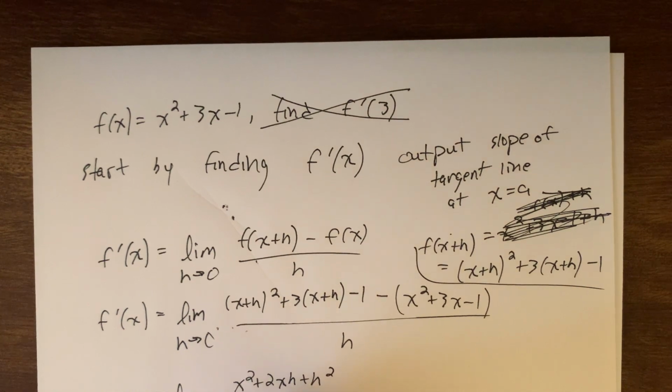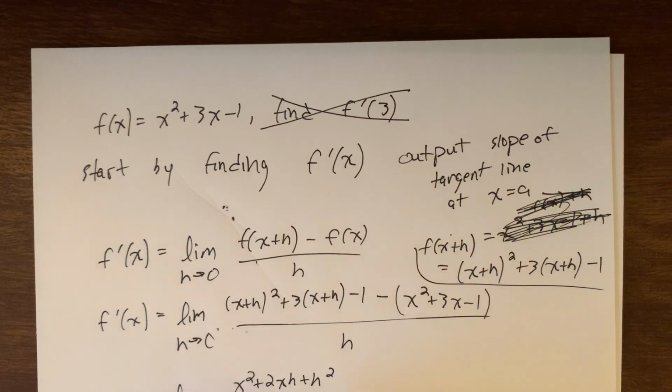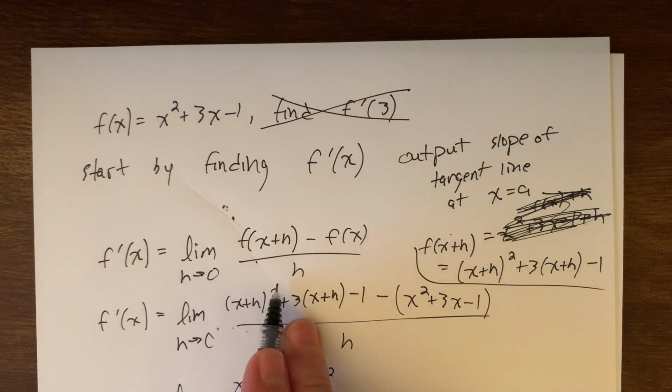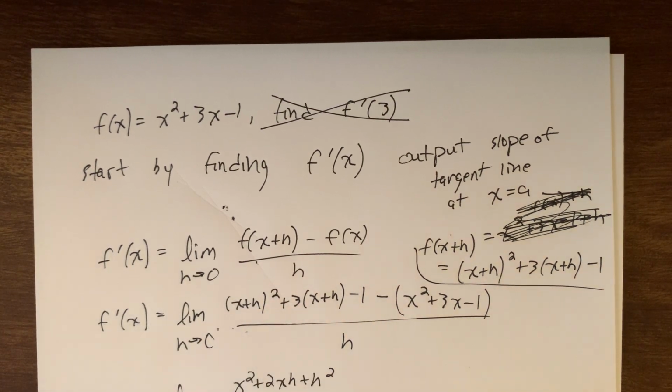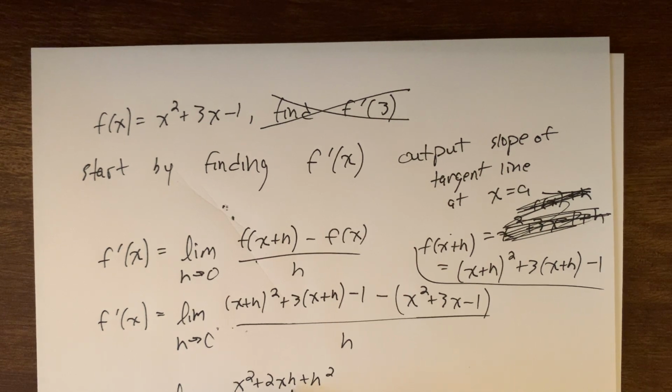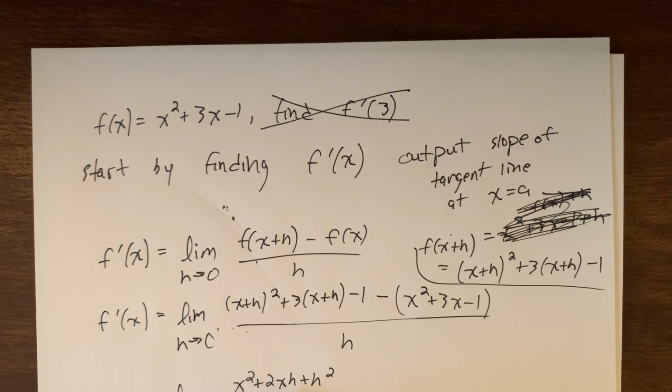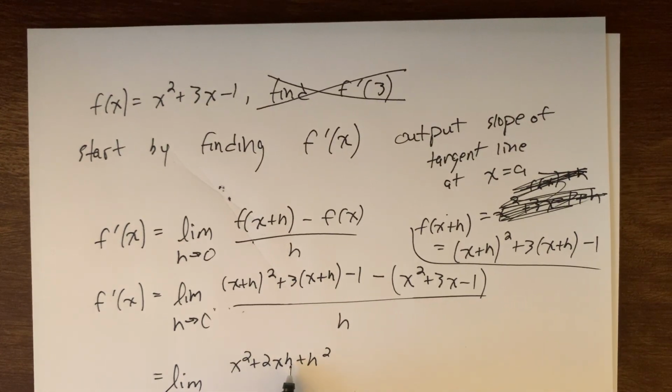You'll end up with this. I know I've said it a couple of times, but it's worth reminding: don't just square the x and square the h. You have to FOIL this out, x plus h, and that's where I'm getting this middle term. And even here, just to be careful, some people get xh and then hx. It is the same thing, everybody, right?